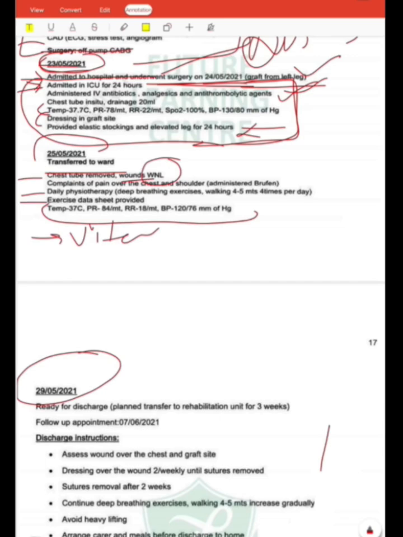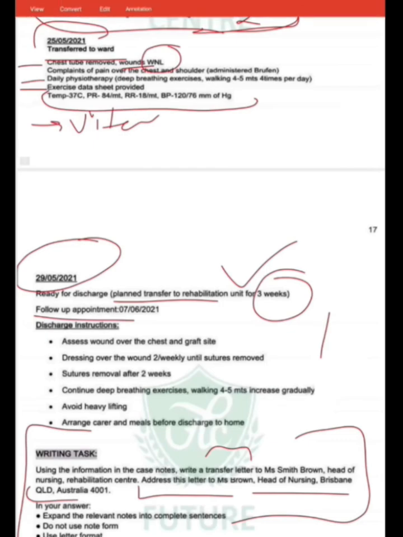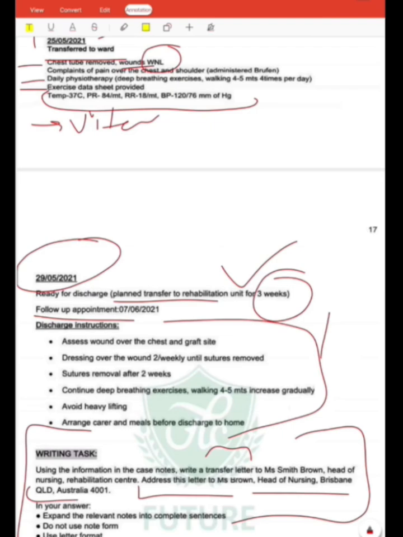After 4 days, he was ready for discharge or planned transfer to rehabilitation units for 3 weeks. It is very important. And his follow up was planned for 7th June 2021. And here is the request part. We are requesting Miss Brown to assess his wound over the chest and graft site. We are requesting her to dress the wound twice weekly until the suture is removed.